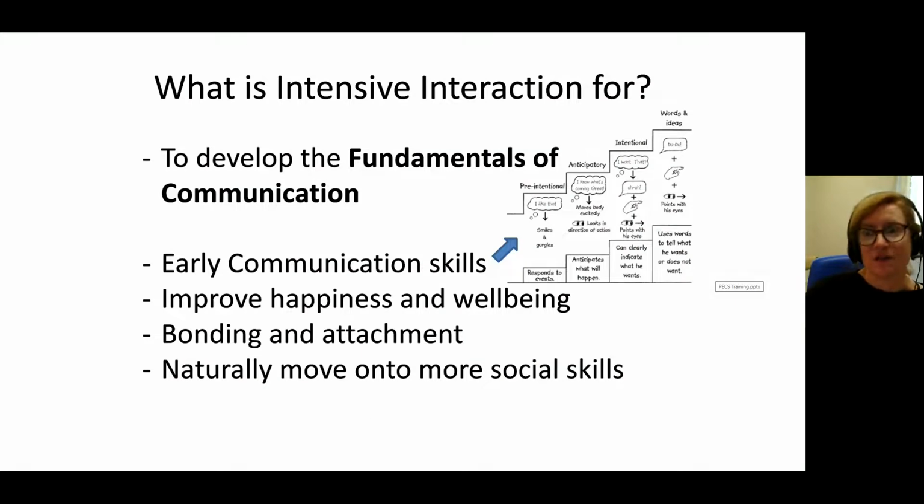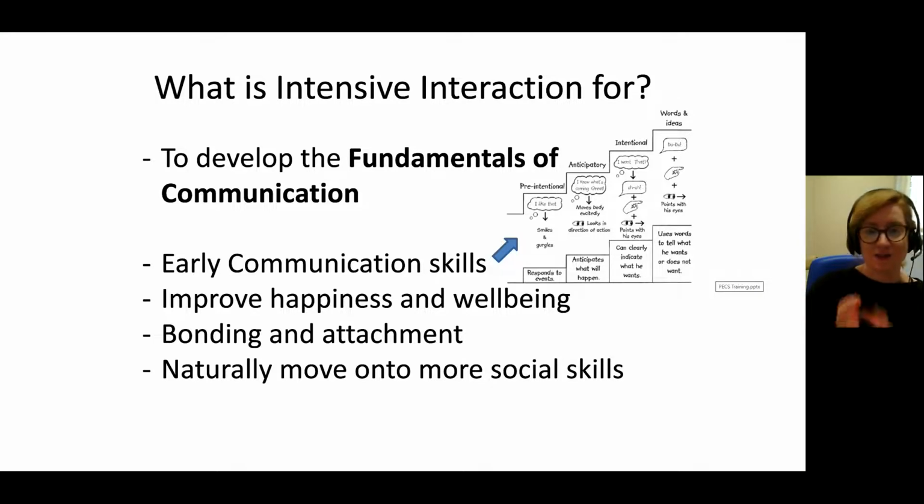What does this have to do with intensive interaction? So intensive interaction develops what we call the fundamentals of communication, which are these early communication skills. These skills that happen before intentional communication starts to happen. So in intensive interaction, we generally work with children who have not got to that developmental stage yet, or who are struggling with that developmental stage of intentional communication. And this is often due to things like a delay in their development. It might be to do with having differences in their social skills and interaction and things like that.